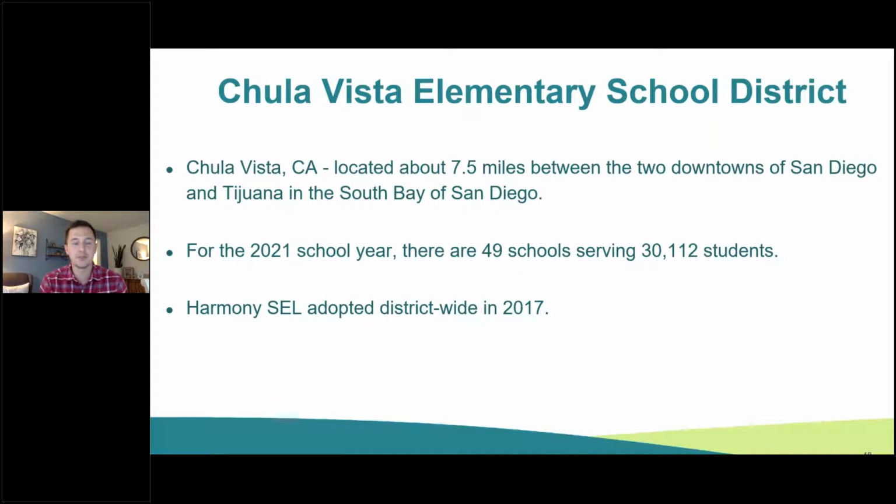Our first one is going to be from Chula Vista Elementary School District. Chula Vista is located about 7.5 miles between the downtowns of San Diego and Tijuana in the South Bay of San Diego. They have 49 schools serving over 30,000 students, and they adopted Harmony SEL back in 2017.